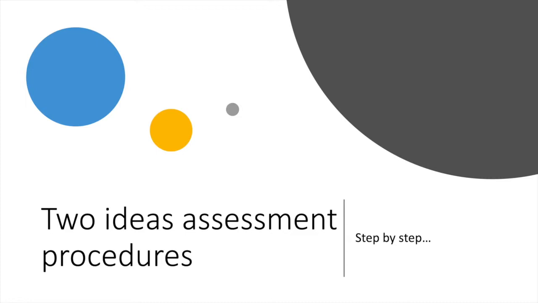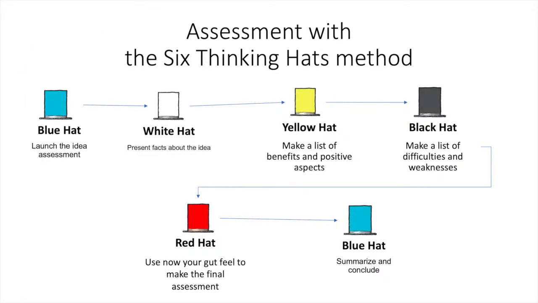The first procedure that we present is related to the use of the 6 thinking hats method. When using this method, we start a sequence using the following colors. First, we have the blue hat, which is used to launch the idea assessment. Then the white hat to present the facts about the idea that is to be assessed.